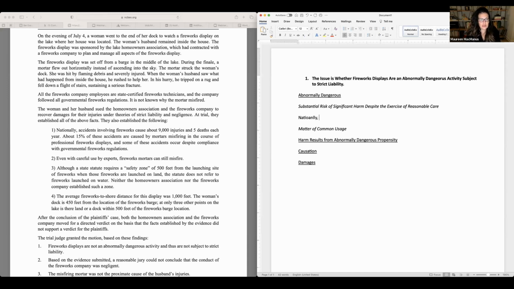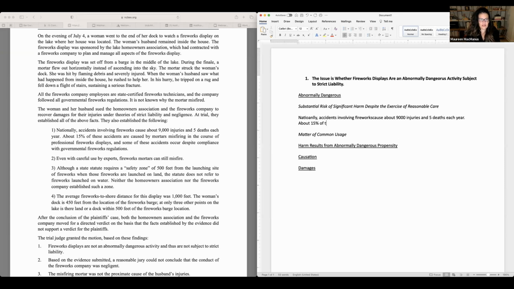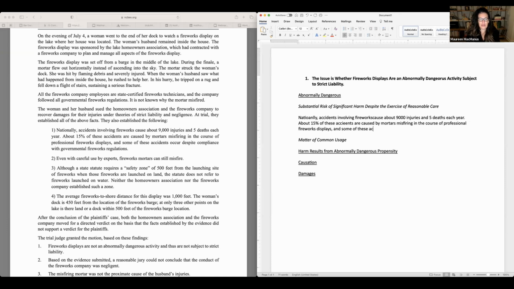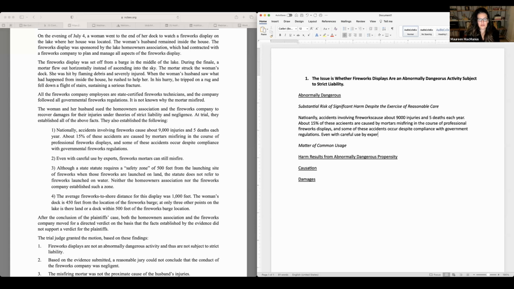So nationally, accidents involving fireworks cause about 9,000 injuries and 5 deaths each year. About 15% of these accidents are caused, and I'm not going to fix a bunch of typos in the real bar exam. One thing you really don't need to worry about too much, unless it makes it difficult to read. They expect it. And some of these accidents occur despite compliance with governmental regulations, even with careful use by experts. There's some other facts I can put in here, but I don't want to put everything in.